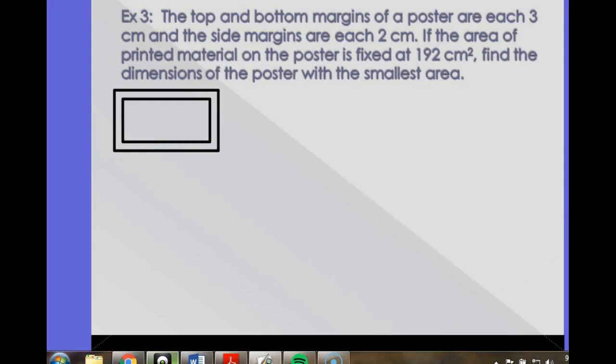So it says the top and bottom margins of a poster are 3 centimeters and the side margins are 2 centimeters. So they gave me that this distance from here to here is 3, and this distance from here to there is 2.